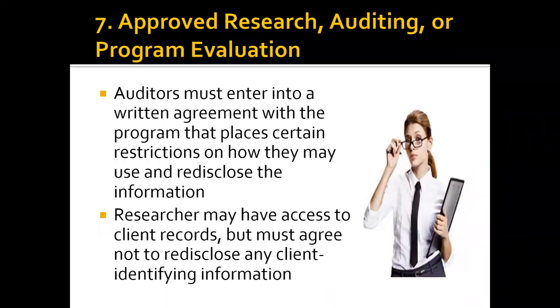The seventh exception to confidentiality is approved research, auditing, or program evaluation. Typically what happens here is if a state has licensed a program or has certified a program, the state or a designated accrediting agency may come on to the site to do an audit. They may ask for client files, look at treatment plans, things like that. This is an approved auditing exception to confidentiality, where an auditor can look into a client file.